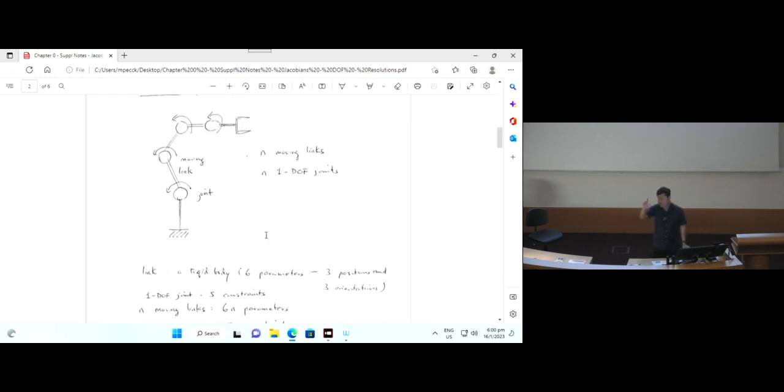So what happened here is we actually mentioned that we are going to have 1 degree of freedom joint. And then we argue that no matter what type of mechanism you have, you can actually reduce them to a sequence of 1 degree joint.